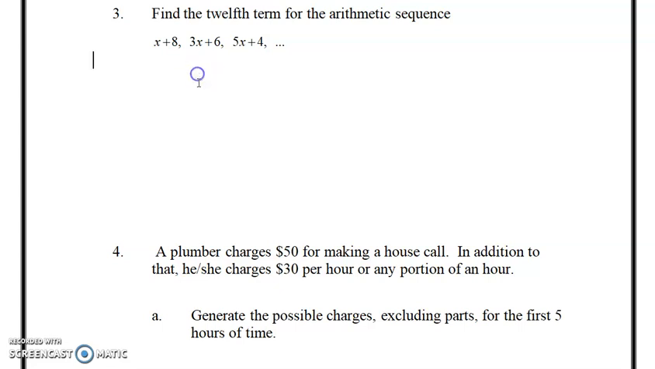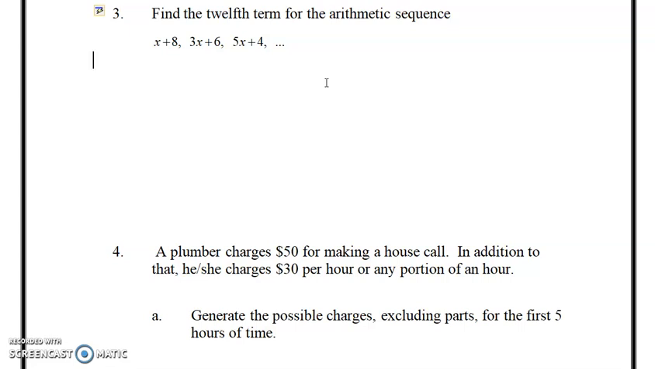In question number 3, this is the first time we've come across an arithmetic sequence that has a variable in it. It's done the exact same way. However, this time we're going to have a variable in our difference. When we subtract a binomial like x plus 8 or 3x plus 6, which they tell us is arithmetic, we know it's going up by the same amount.